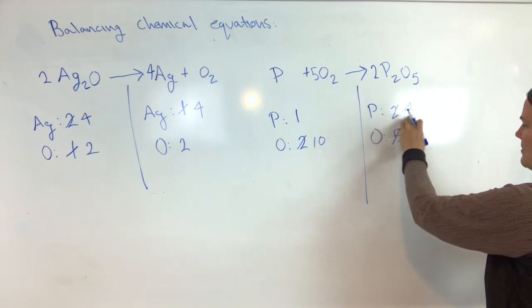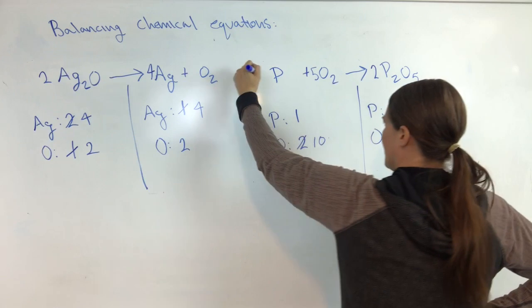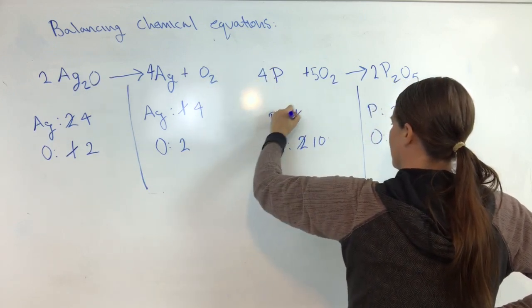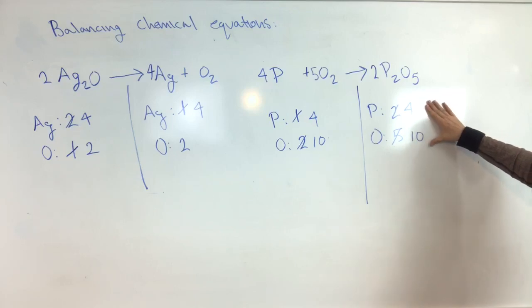Now I need to balance the phosphorus. So I have 4 here, and I have 1 here, so I need to multiply this one by 4, and then I get 4. So this equation is now balanced.